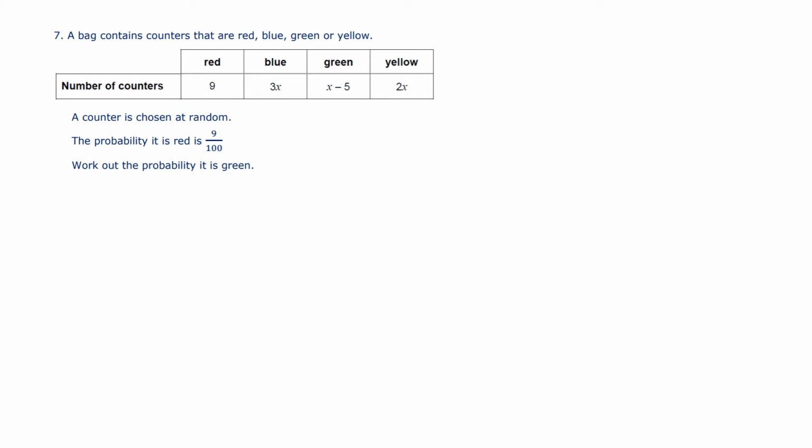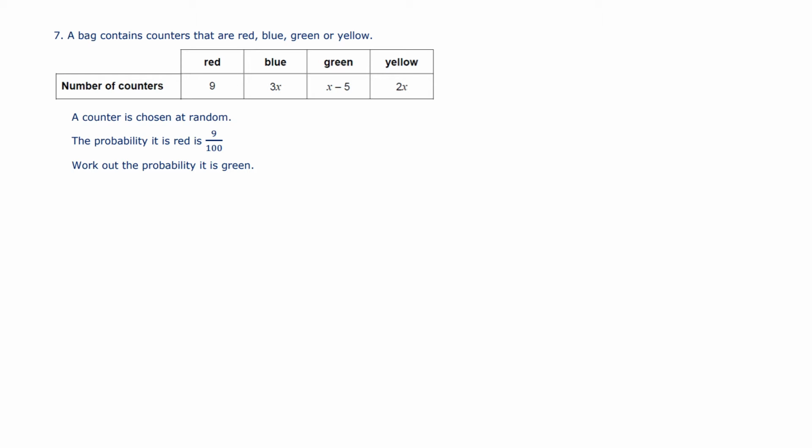So here's our first question, and we've got a bag that contains counters that are red, blue, green or yellow, and we've got a table that tells us how many red counters there are, and then it gives us expressions in terms of x for the number of blue, green and yellow counters in the bag. And we're told that the probability it is red is 9 out of 100. So that means that altogether there must be 100 counters in the bag. And we've got to work out the probability that it's green.